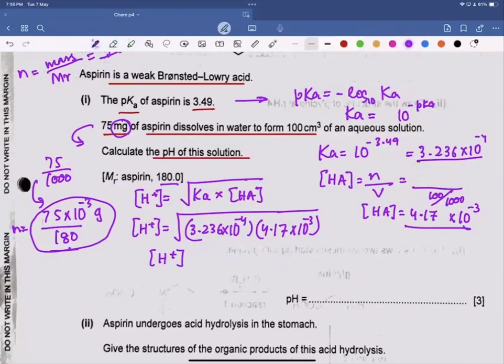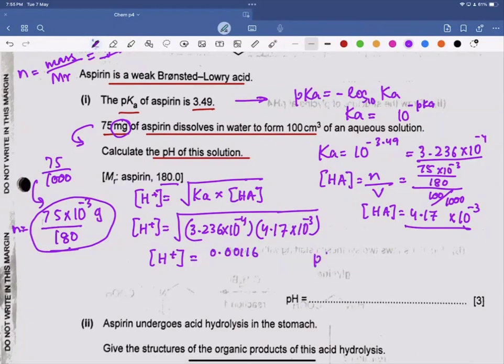Here it's 180. 75 exponent minus 3 grams divided by 180 gives me the moles, and then divided by the volume in decimeter cube, 100 over 1000. Okay. Here, what answer are we getting? 0.000116. So that is the concentration of hydrogen ions, right?